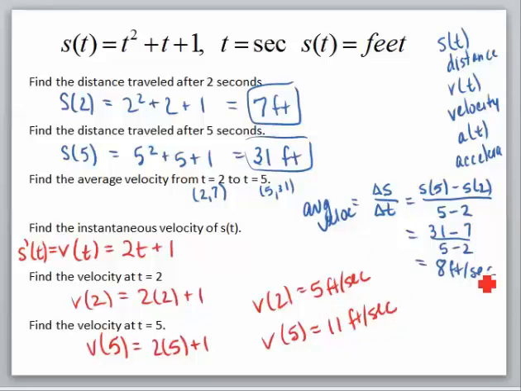Notice the average of those is 8. You add them together, divide by 2, you get 8. It's another way of coming up with the average velocities by finding both instantaneous velocities.